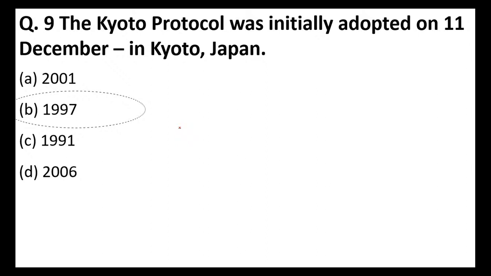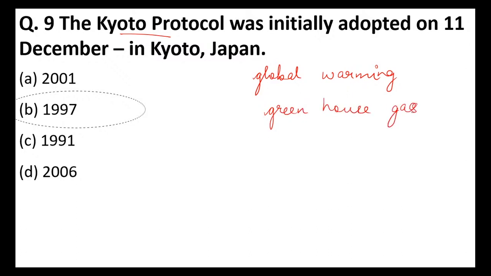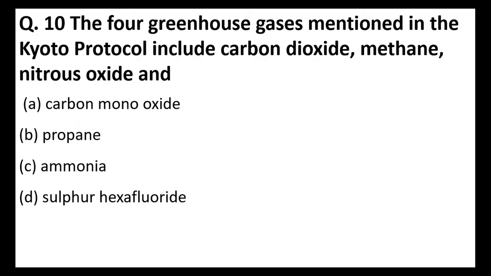Here the main aim is to fight global warming. Remember, the Kyoto Protocol is related to global warming, where they deal with reduction of greenhouse gas concentration. And the answer is B, 1997.